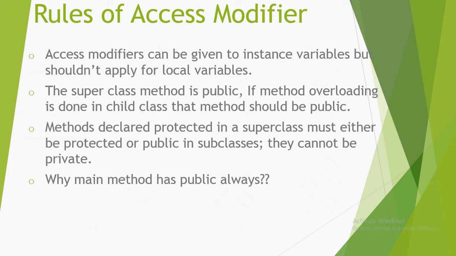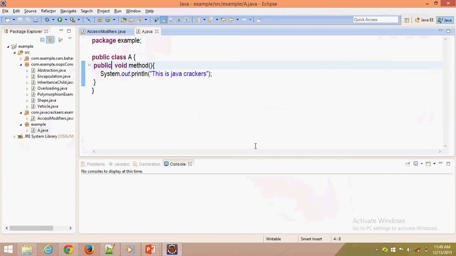Now we will discuss what the rules of access modifiers are. Access modifiers can be given to instance variables but shouldn't be applied to local variables. If we apply access modifiers to local variables, it will give a compilation error. We will see this by using coding.